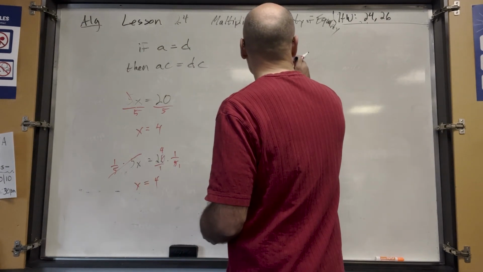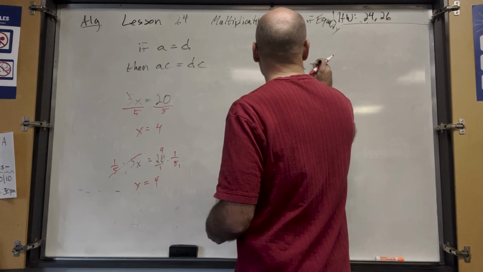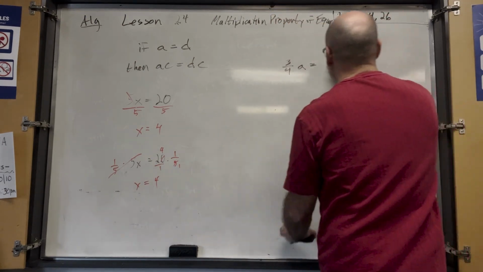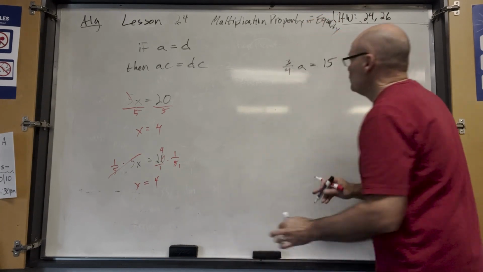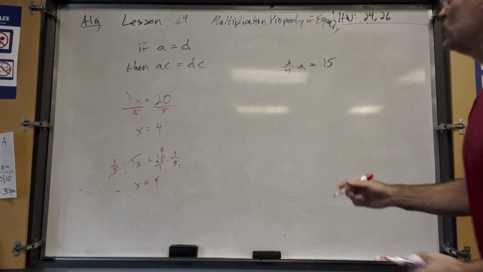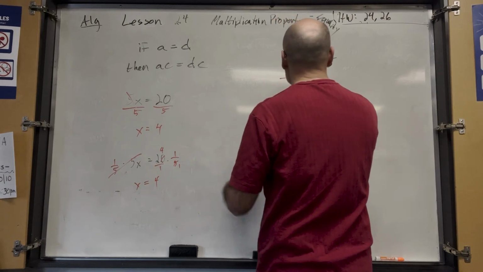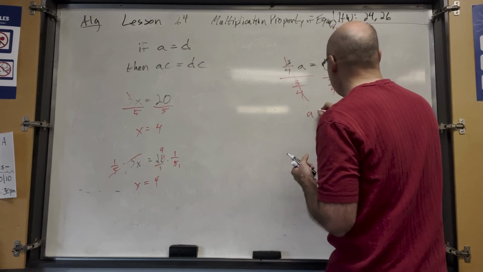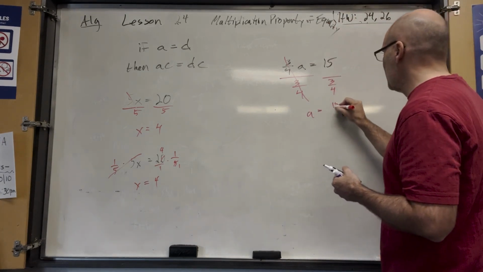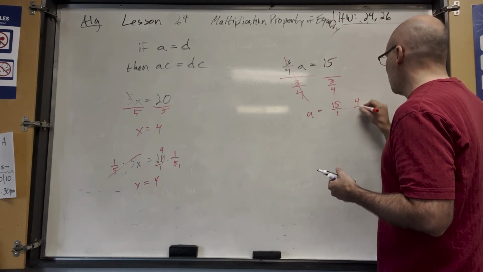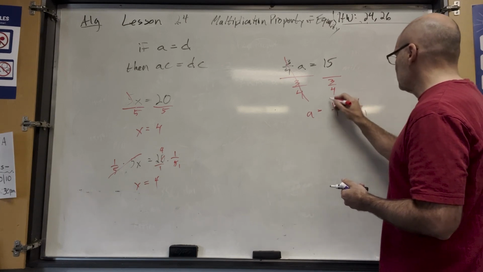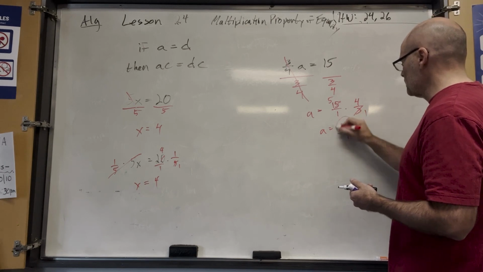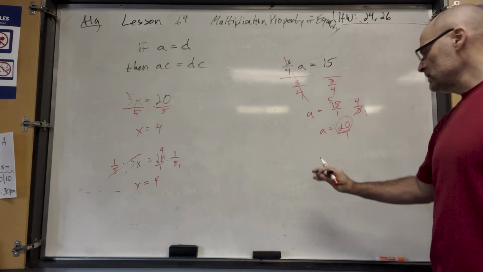Here's another one. 3/4 A equals 15. Now you could divide both sides by 3/4. Okay, so let's do that, because 3/4 is being multiplied by A. So then A equals, okay, this is division, so copy, dot, flop. That cancels. And you get A equals 20 over 1, which is just 20. Or you could do it this way.